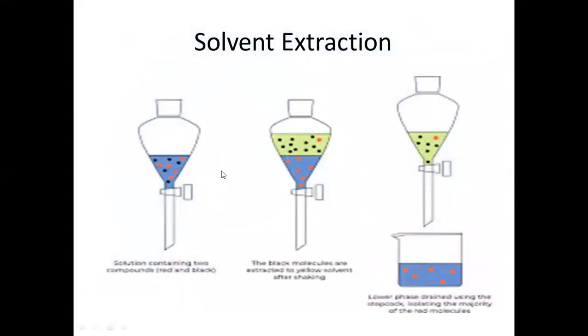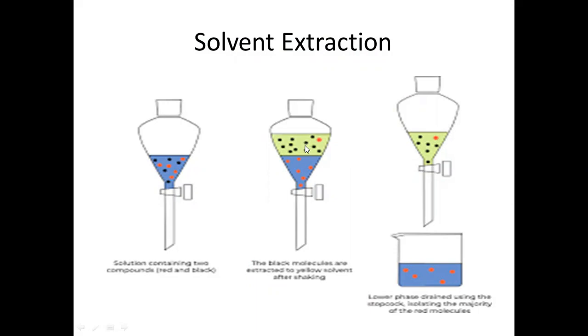Now, this diagram is showing us solvent extraction. Here we have a mixture that has two different types of particles. We add a second solvent to it, which is immiscible with this first solvent, and we shake it. We notice now that the black particles prefer to go in the top layer, while the red particles prefer to stay in the bottom layer.